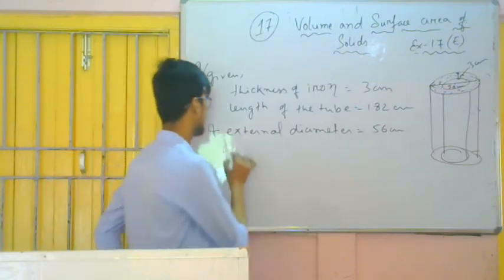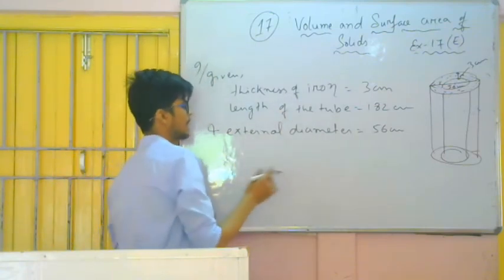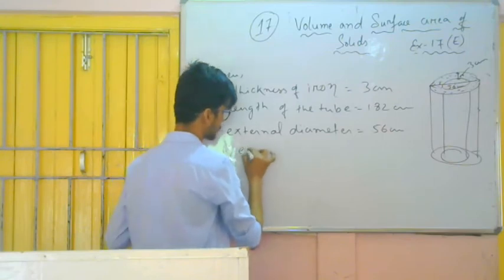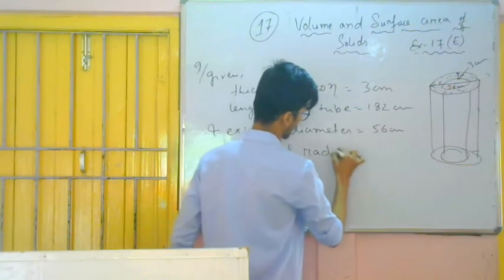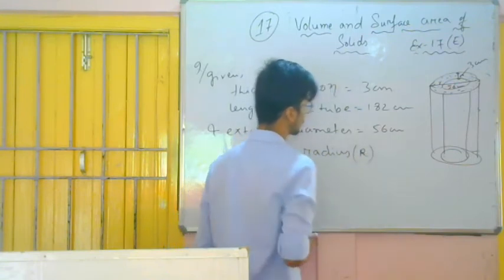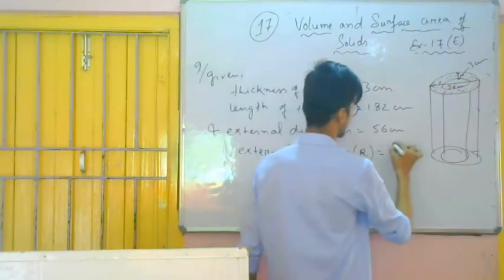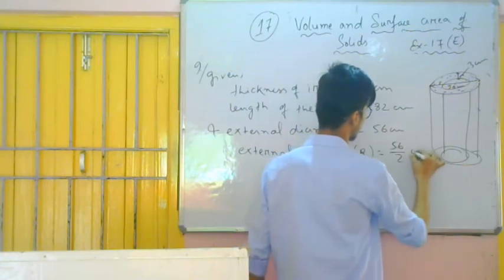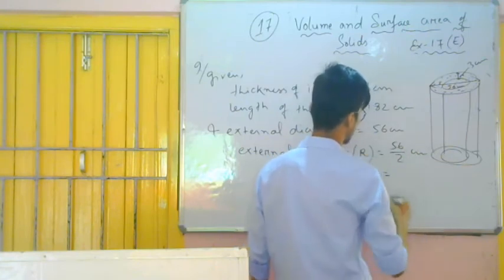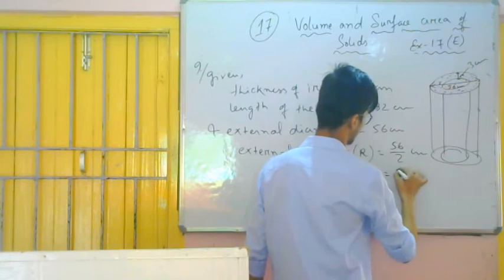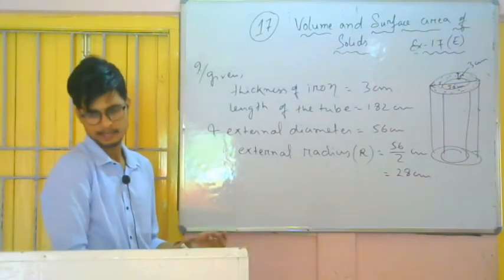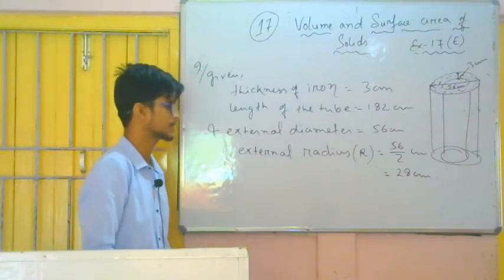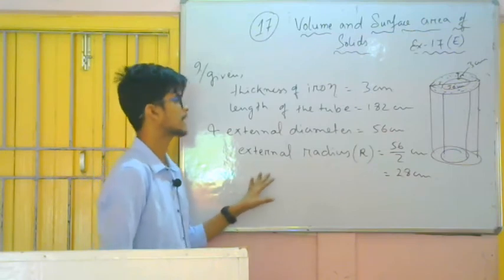So I can find the external radius. Radius will be the half of the diameter. So external radius, I will give it as bigger R, will be equal to 56 by 2 centimeter, which is 28 centimeter. So external radius is 28 centimeter. Now I will find the internal radius.